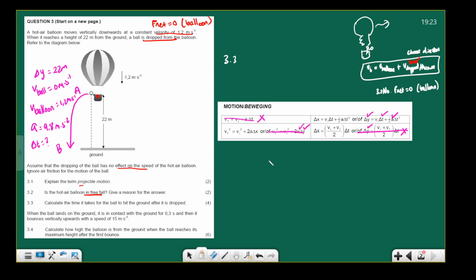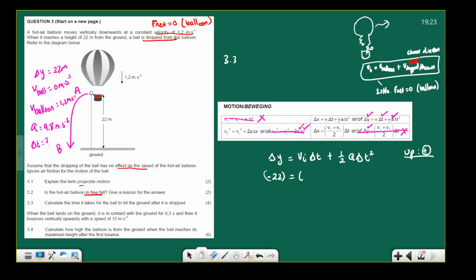So what we'll do is write that change in y is equal to vi change in t, plus half a change in t squared. Now our change in y is 22 meters, but you have to choose direction. Please choose direction. So we're gonna choose upwards as positive. Since the object is going down, our displacement is gonna be negative 22, because the object is going down.